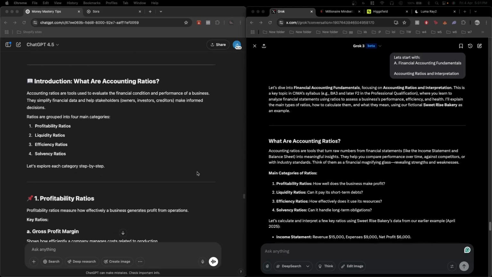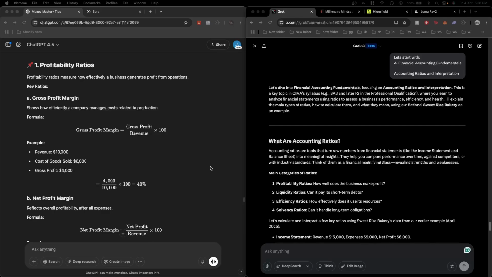Introduction. What are accounting ratios? Accounting ratios are tools used to evaluate the financial condition and performance of a business. They simplify financial data and help stakeholders, such as your owners, investors, and creditors, make informed decisions. Ratios are grouped into four main categories. Number one, profitability ratios. Number two, liquidity ratios. Number three, efficiency ratios. And number four, solvency ratios. Let's explore each category step by step.